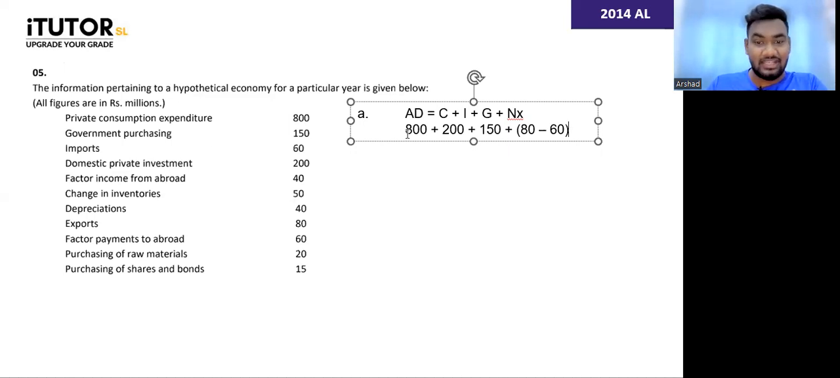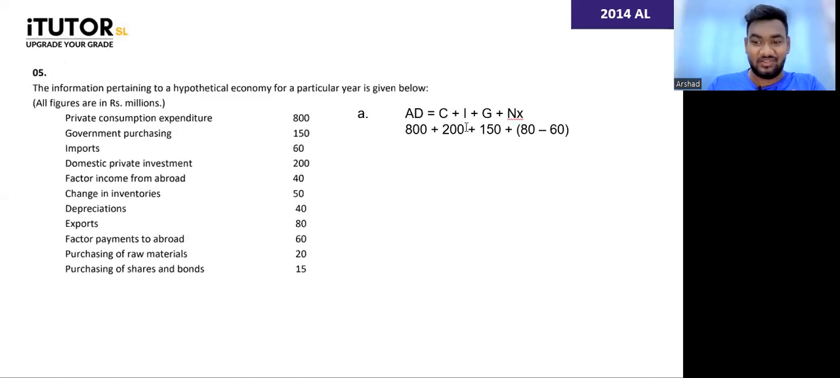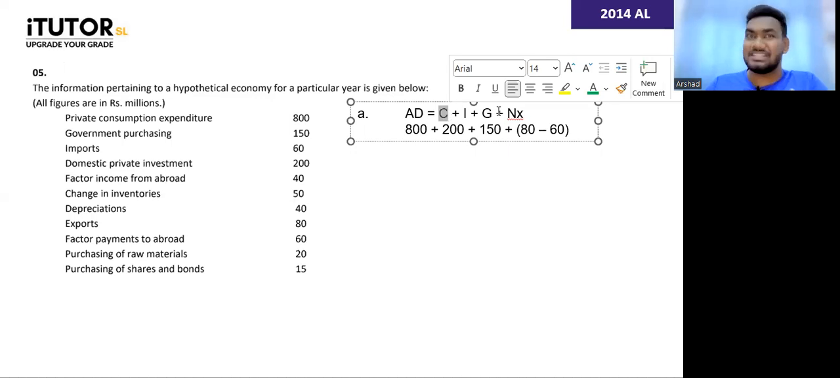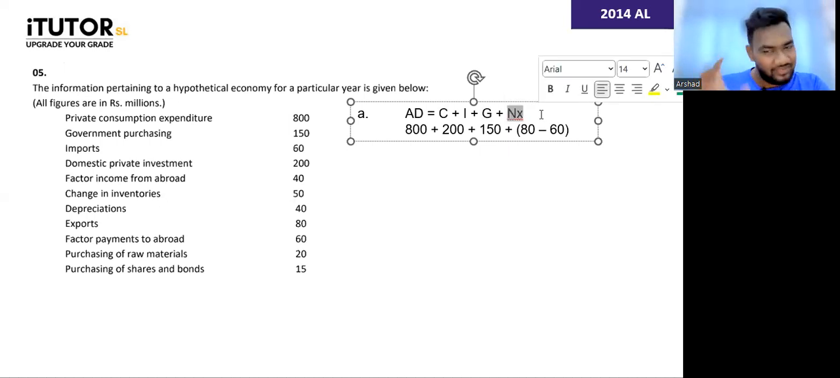So this is what it is. Can you see it's a very simple question? Construct the aggregate demand equation. So the aggregate demand equation is C plus I plus G plus NX. It has only this. They are not asking what the aggregate demand is. Can you all write the full form? Don't just say C plus I. So say private consumption, private investment, government purchase, net exports, or say exports minus imports. You'll write the full one.